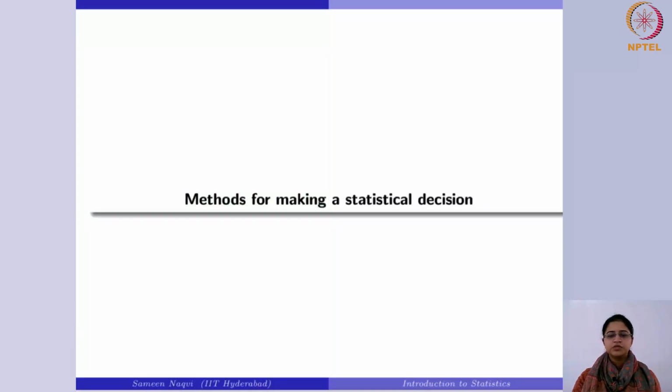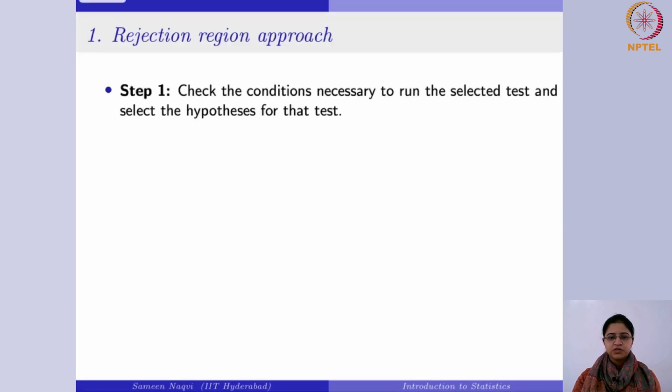So now we are going to learn about different methods for making a statistical decision. The first one in this case is your rejection region approach. In the rejection region approach, the first step is to check the conditions which are necessary to run the test, and you will then set the hypothesis for that particular test. Next, you will decide the level of significance alpha.